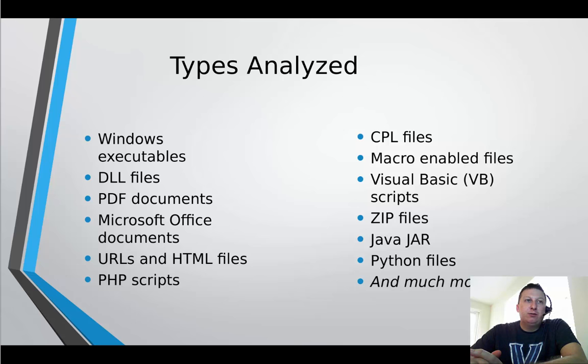There are many vulnerabilities inside of Java, and you can execute Java by launching a jar. If you have the Java runtime environment installed on your system, you can launch java -jar and then that file name and it'll execute. It can also run Python files. Really anything that can be executed, many more than we see here. My focus for our demo will be mainly on Windows executables, PDF documents, and macro-enabled Office files.